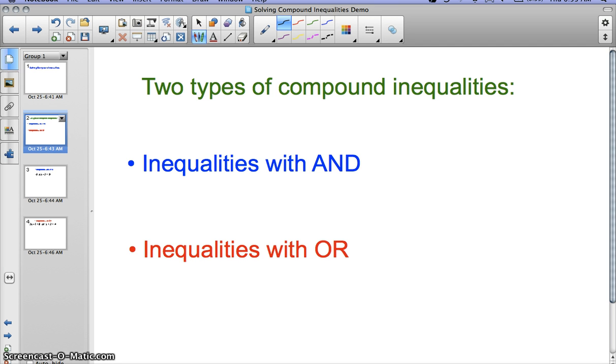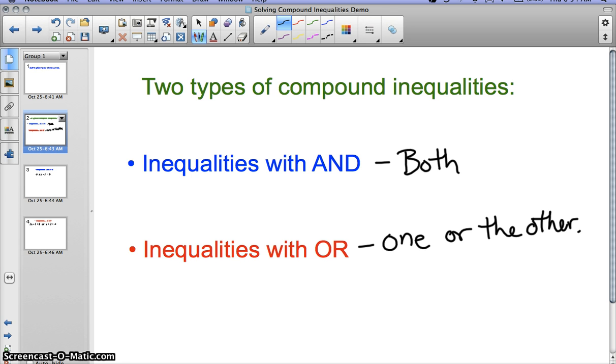So yeah, that's the difference between "and" and "or." "And" means both have to be satisfied. "Or" just means one or the other.